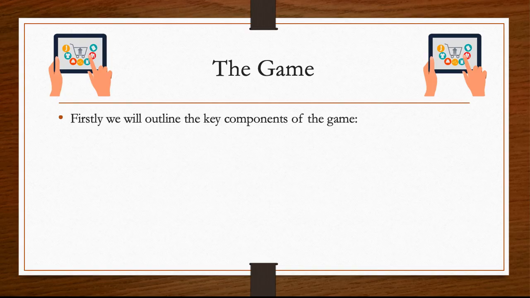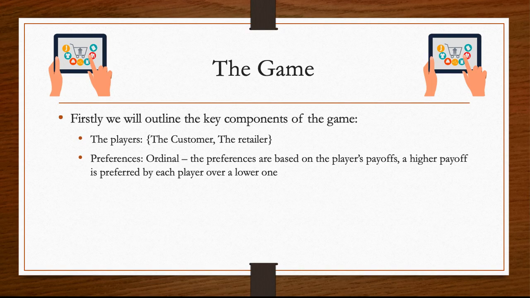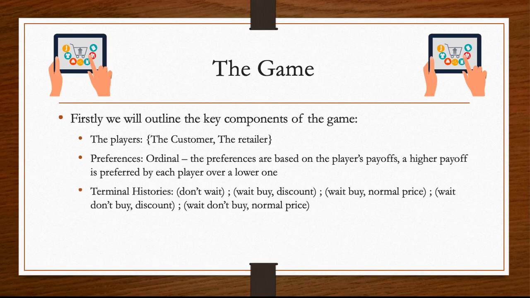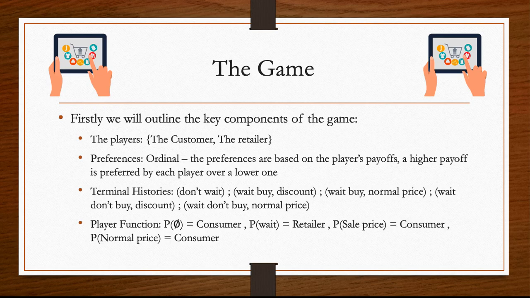Some key components of the strategic interaction include the players, which are the customer and the retailer, the preferences of the game, which are ordinal and based on the player's payoffs, the terminal histories, which specify sequences of the game from beginning to end, and the player function, which assigns each sequence that does not end with the terminal history a player whose turn it would be to move after that sub-history.